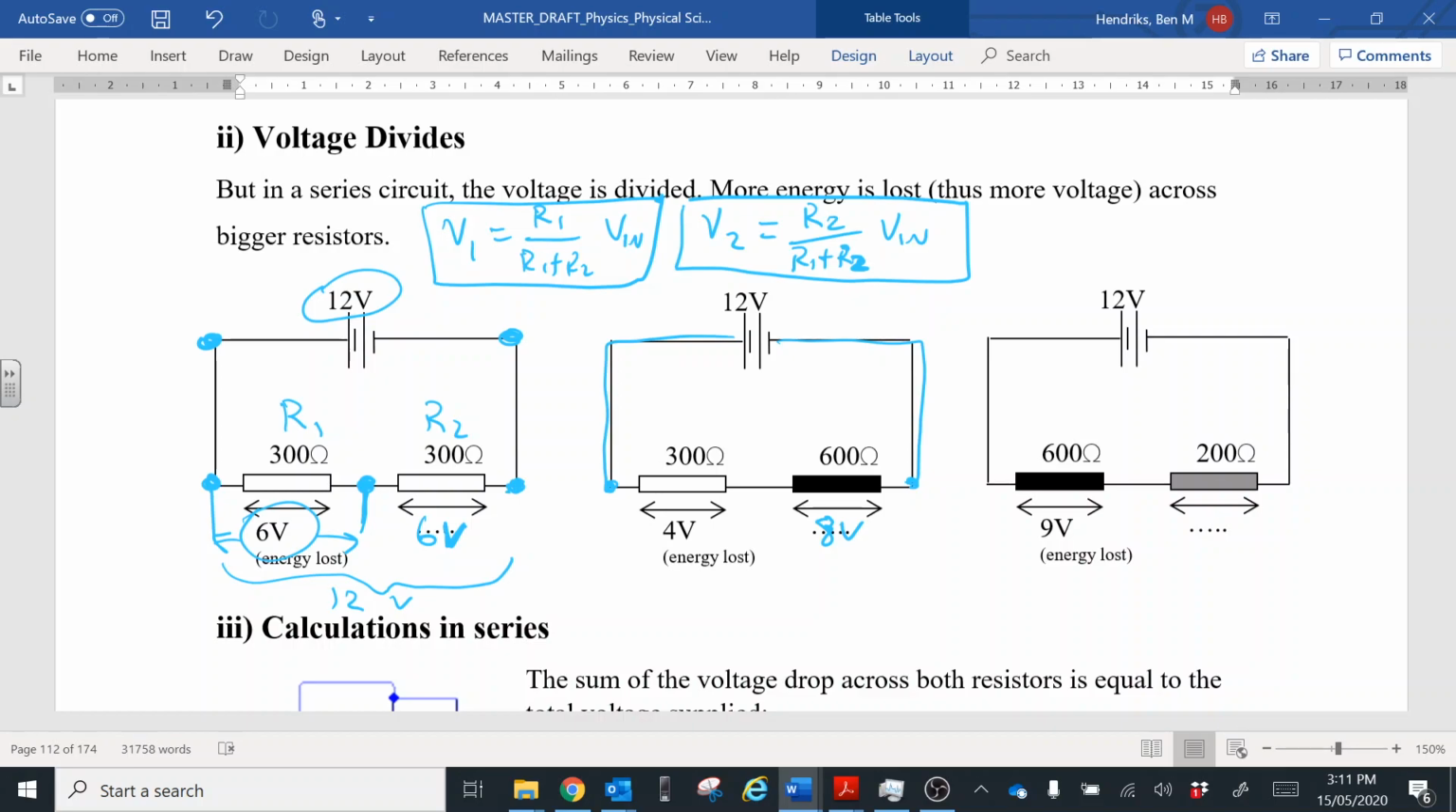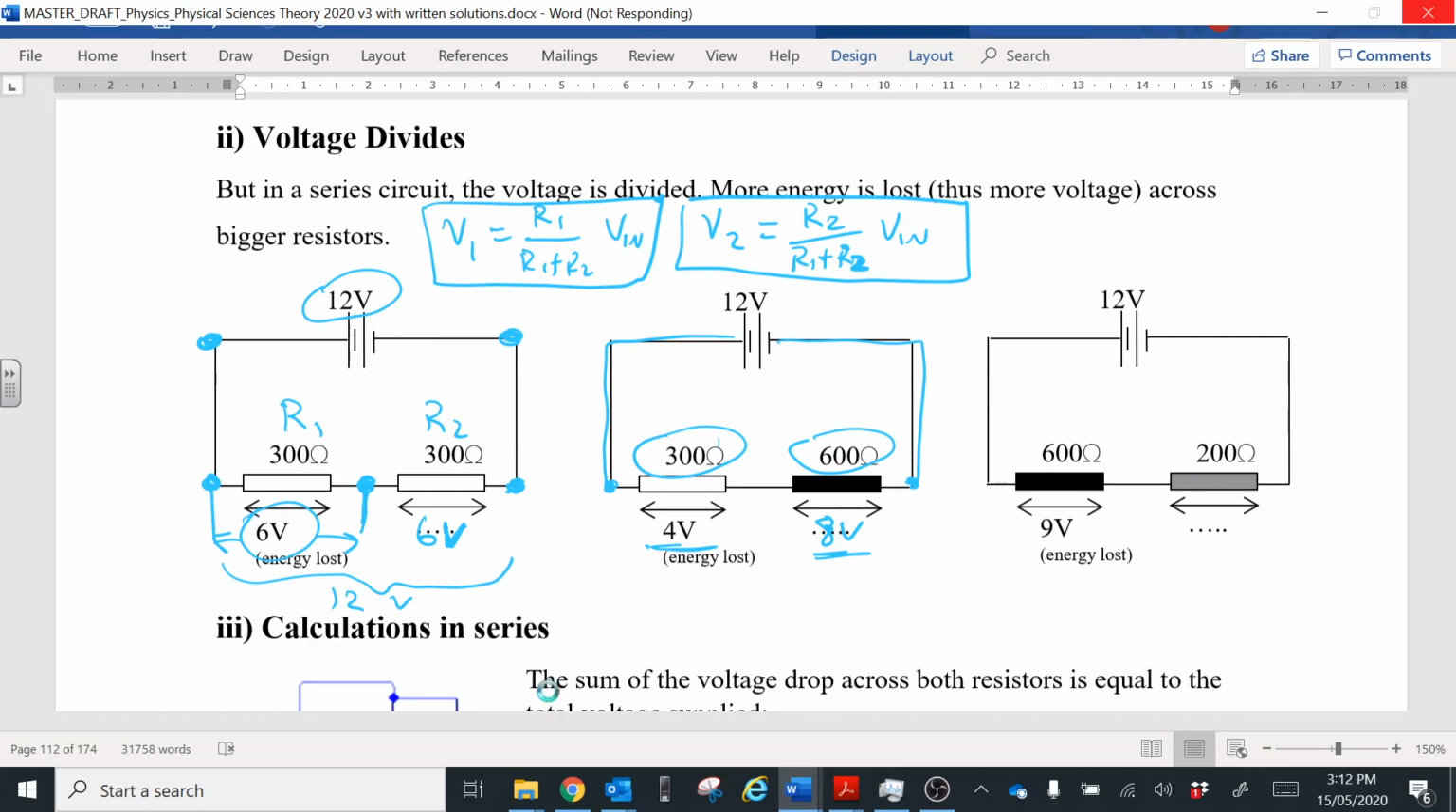Okay, and it's all about the ratios. So see how if we have 300 here and 600 here, there's a 900 total. So you expect that there's going to be a bigger drop across the bigger resistor, and see how the resistance here is twice as much as this one, so our voltage drop is twice as much as this voltage. So the 8 volts is twice as big as the 4 volt drop, or 2/3 of the voltage is dropped across the 600, and 1/3 of the voltage is dropped across the 300 there.